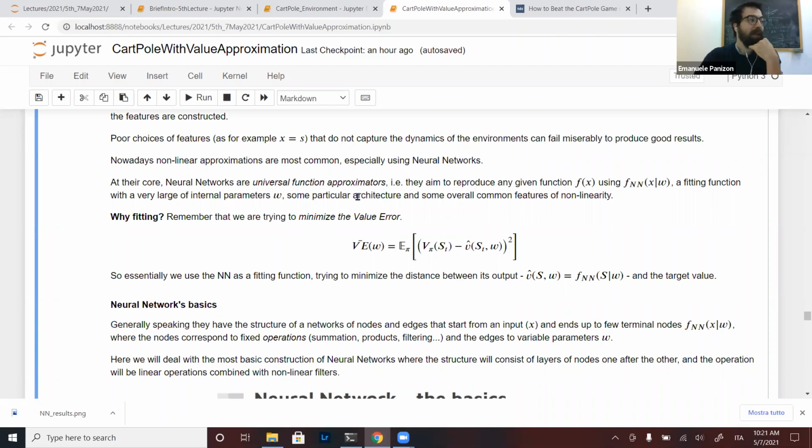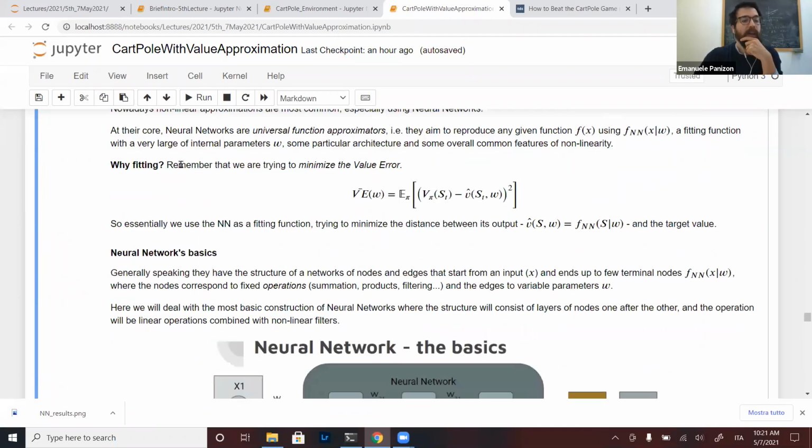They have many different types, but essentially they most often share some particular architecture type, and also one of the most important features is that they have to have some degree of non-linearity in them. Okay, why do I call them fitting function?